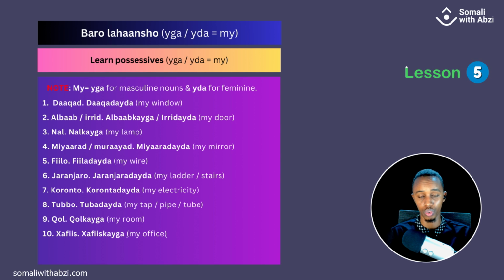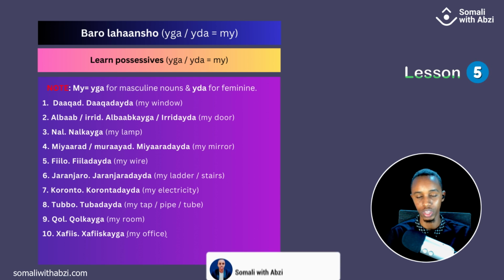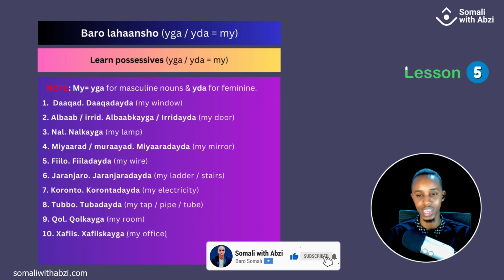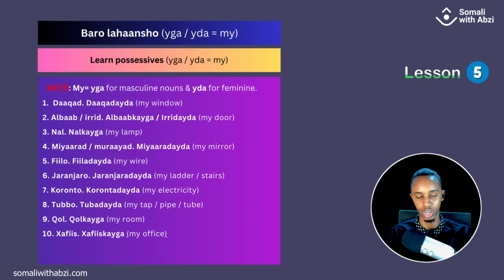Now let's go to the next section of our class, which is baro lahaansho. Learn the possessives. Especially we're going to learn ayga or ayda, which we use in Somali for my. Note, to use my in Somali language, you need to add at the end of the word ayga for masculine nouns. And for the feminine nouns, you have to add ayda. For example, daqad, what was the window? It was daqada. So we have to add the definite article first, then ayda if it's feminine.